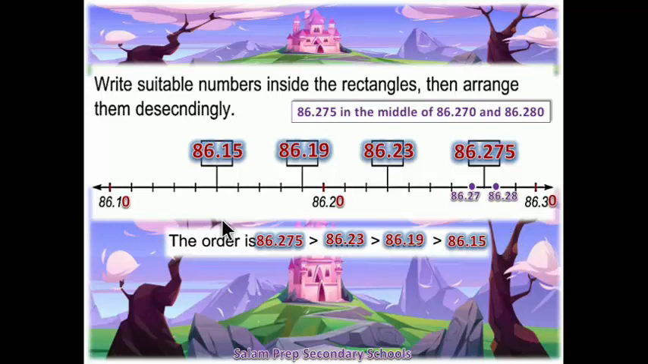Now we need to arrange these numbers descending, okay? This is the greater sign, okay? The greater sign means descending order from the greatest to the smallest. We can order these numbers as follows, from the greatest to the smallest.